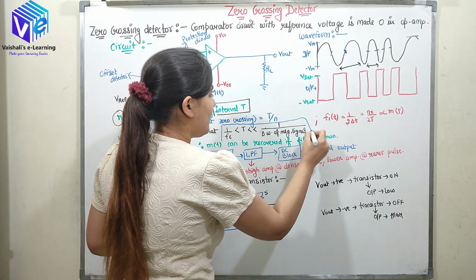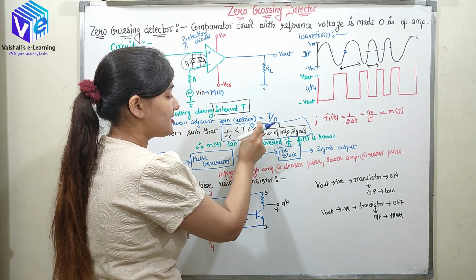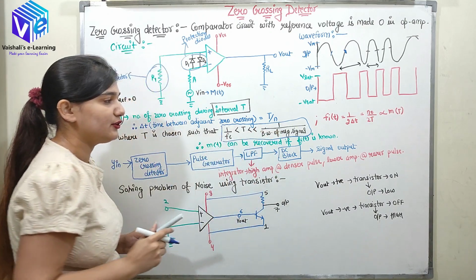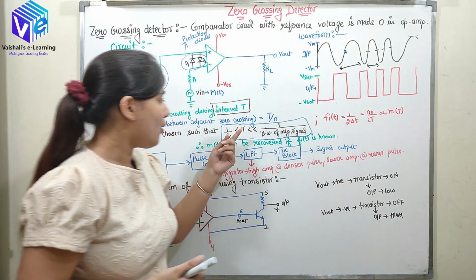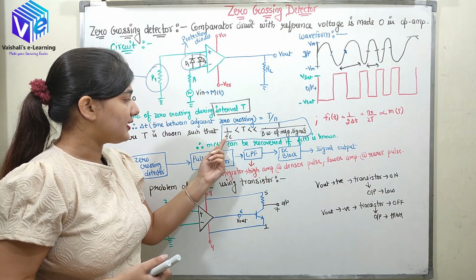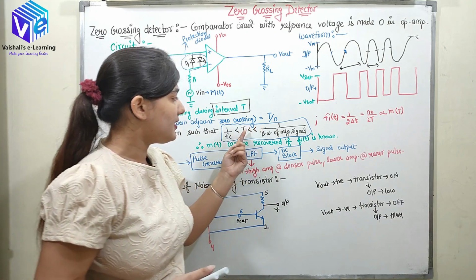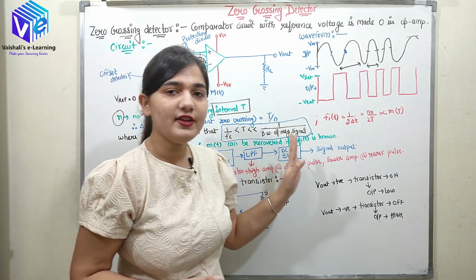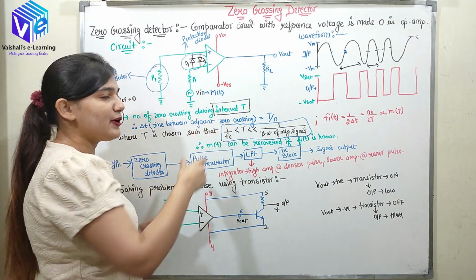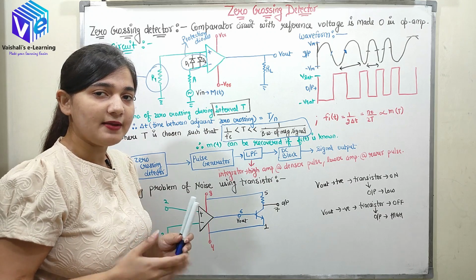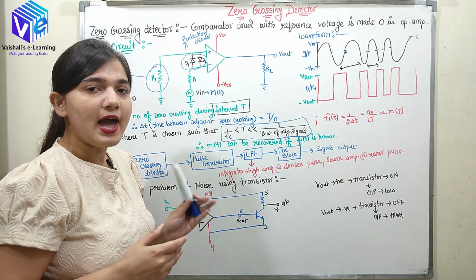1 upon fc is less than t, and t is very much less than 1 upon the bandwidth of the message signal. So I have to observe the signal over a time which is greater than 1 upon the frequency of the carrier and very much less than 1 upon the bandwidth of the message signal. Only then can I consider the total number of zero crossings a good number; otherwise it will give me some error in the output.